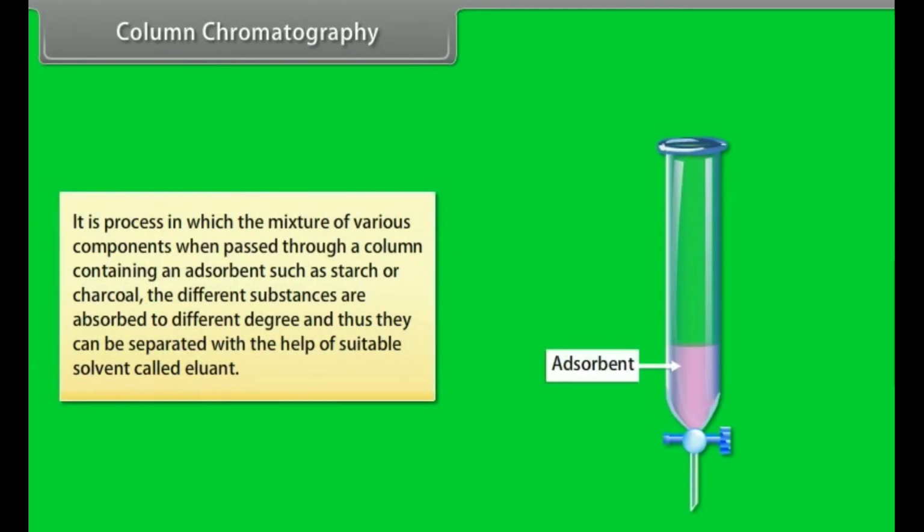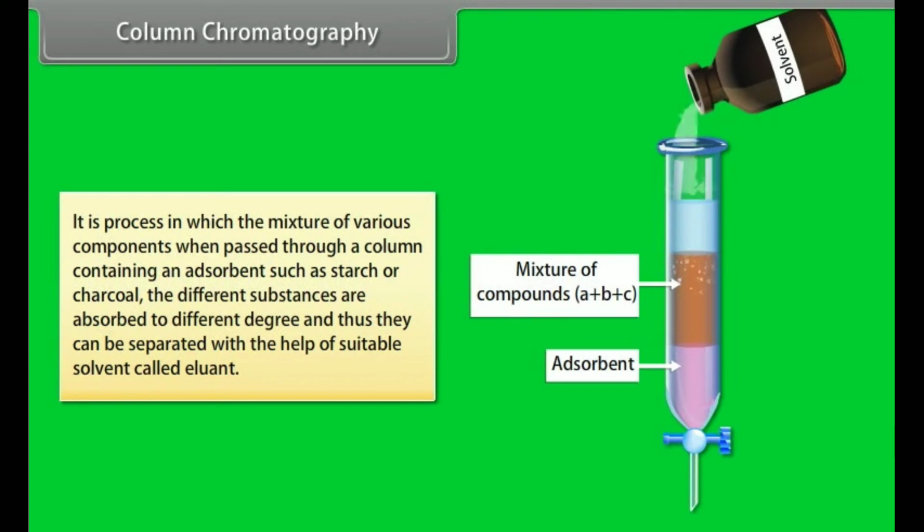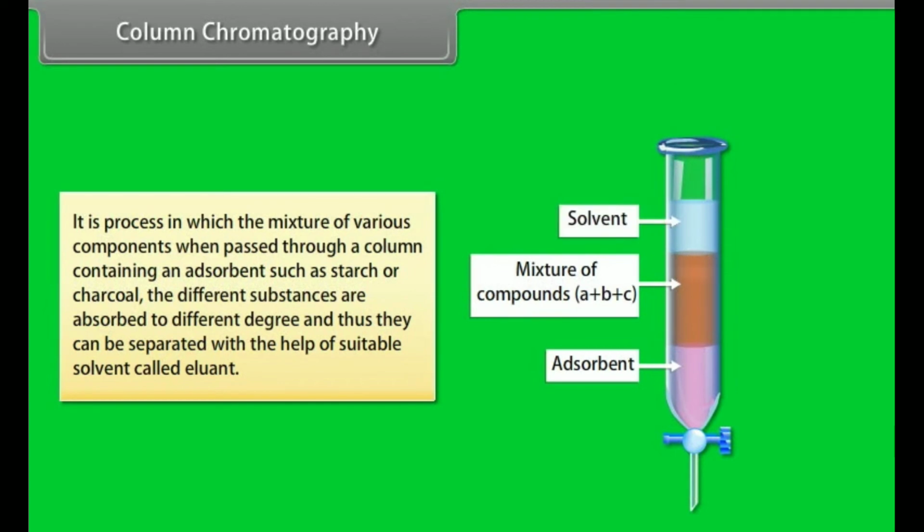Column chromatography. It is the process in which a mixture of various components is passed through a column containing an adsorbent such as starch or charcoal. The different substances are adsorbed to different degrees and thus they can be separated with the help of a suitable solvent called an eluent.